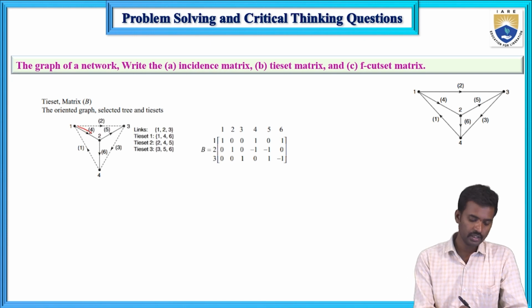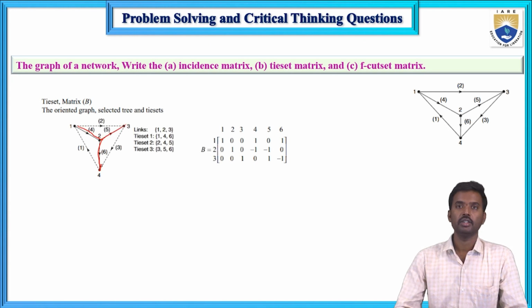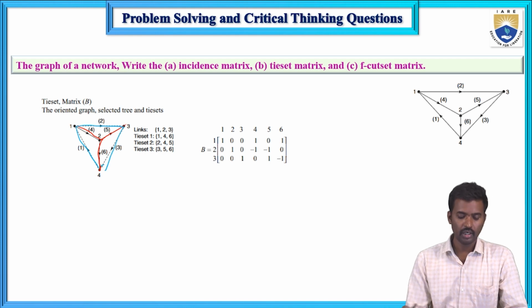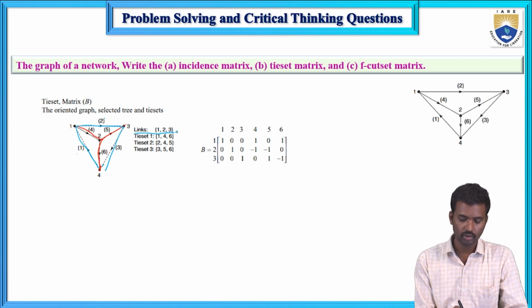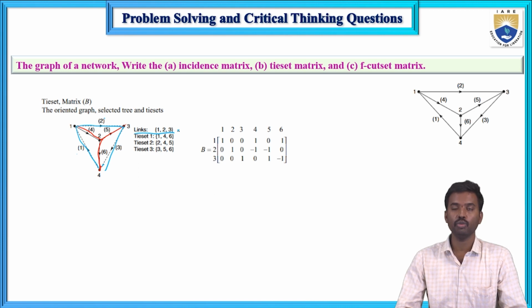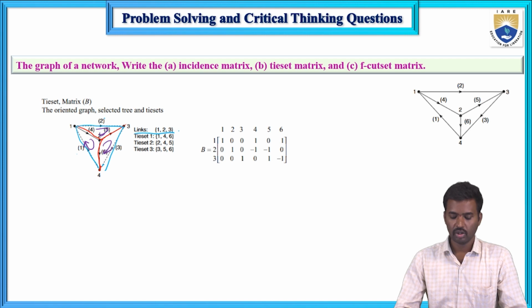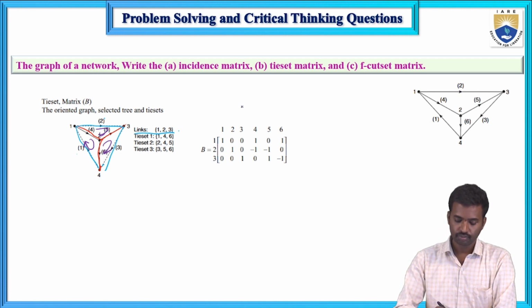Loop. So I considered this as the tree, and these are the links. Links I am representing with this color. So the links are 1, 2, 3. The link direction should be the loop, tie-set direction. So let me change the color here. This direction is in this direction, this direction is in this direction, and this one is in the direction.